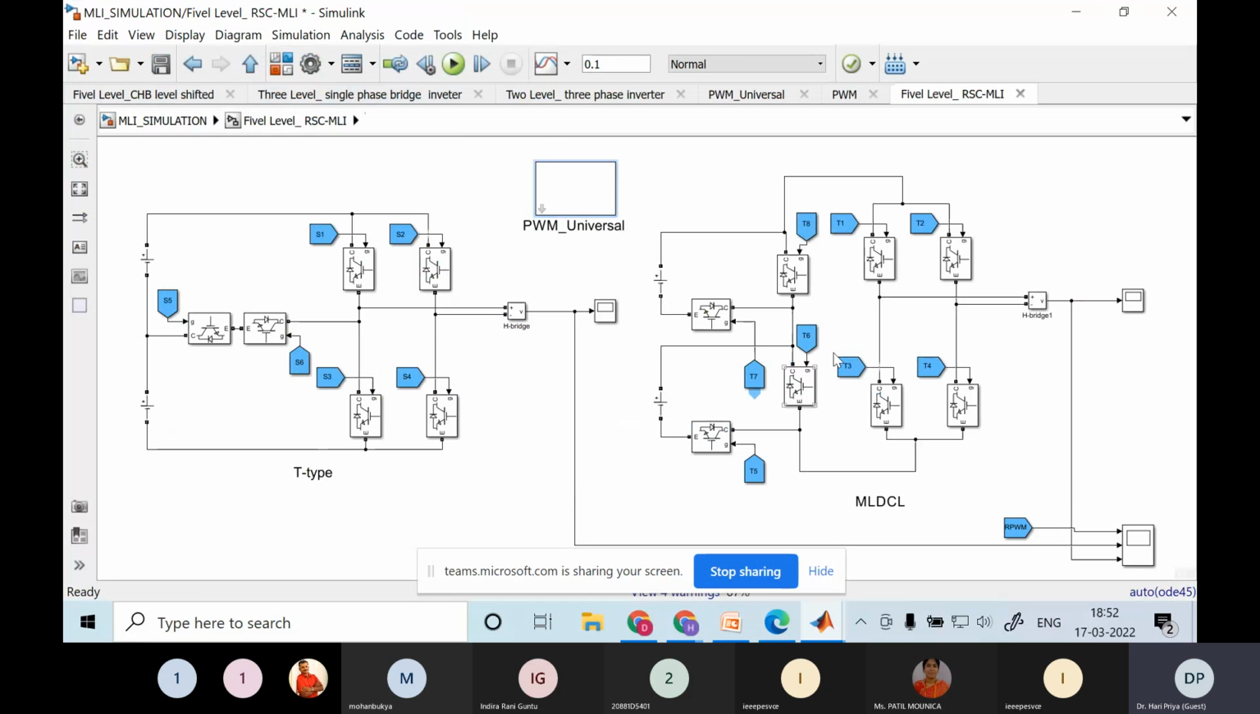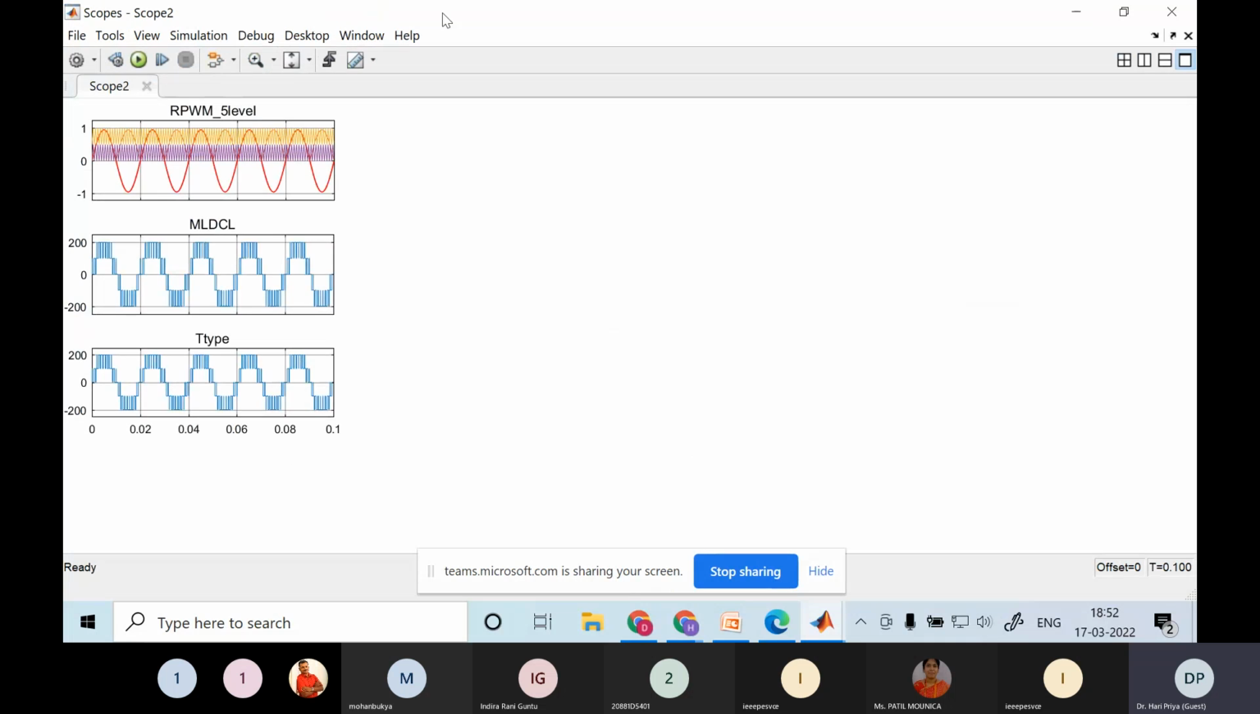In this configuration, there are 2 chopper cells connected with the polarity generator. Each chopper cell can generate an output voltage of VDC. That means this can produce VDC and 0, and the top one can also produce VDC and 0. Both together can produce a voltage of 2 VDC. Same PWM I have given. Both the MLDCL, the multi-level DC link inverter, which is the second configuration, and the T-type, which is the first configuration, are able to generate a 5-level output.